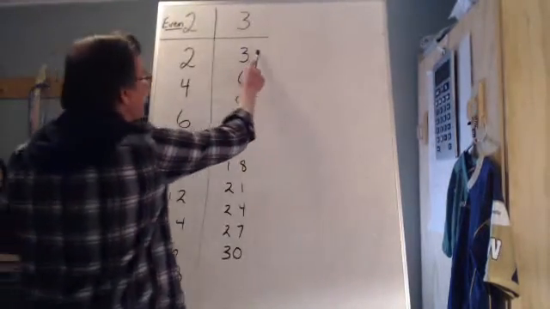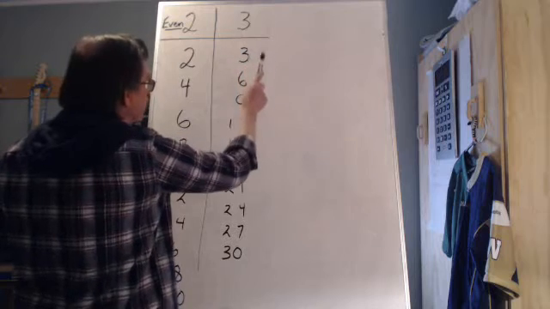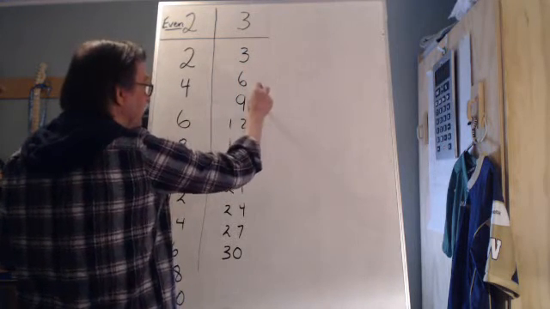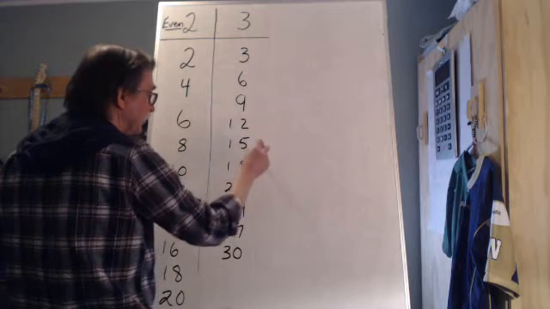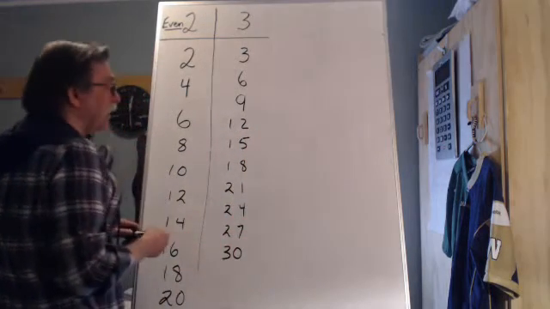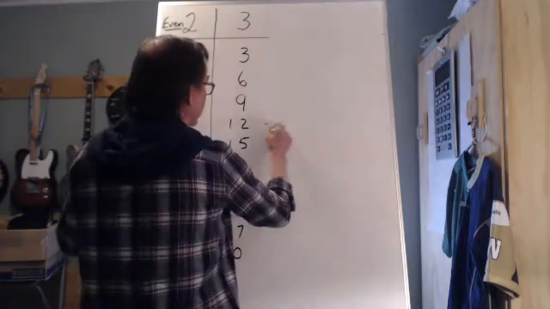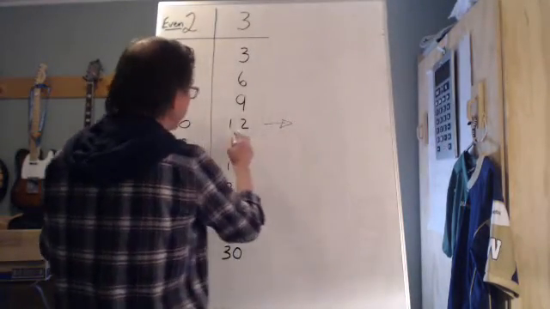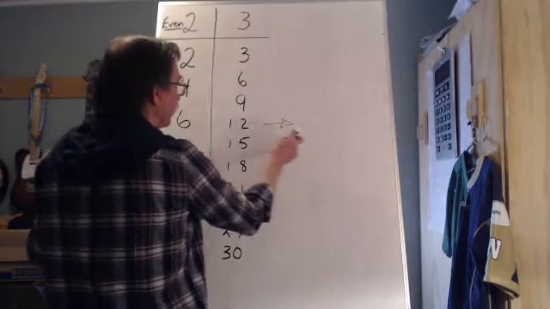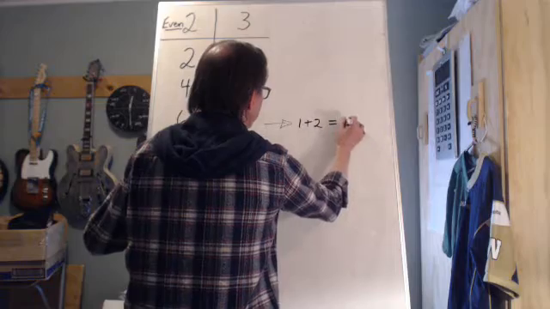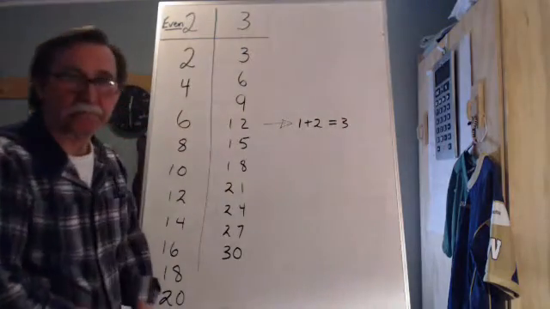First thing we get is the 3. 3 times 1 is 3. 3 times 2 is 6. We're going down the list, down the list. And watch these numbers here. I want to take this number over here. What happens when I have 1 plus 2? I get a 3.